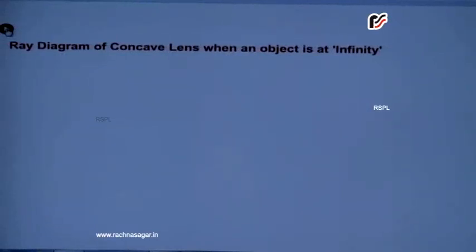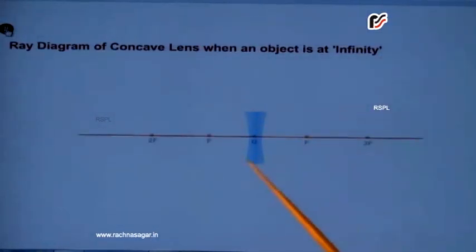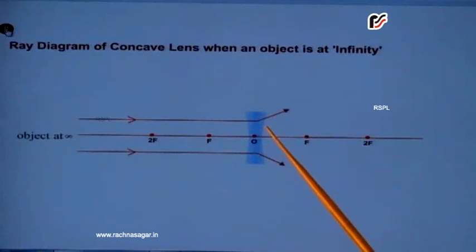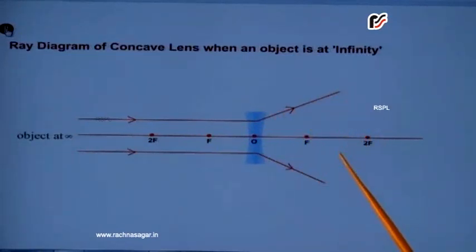Now we discuss the image formation by a concave lens. Ray diagram of a concave lens when an object is placed at infinity. There is a concave lens, principal axis, F, 2F and O. The rays coming from infinity diverge after refraction and appear to meet at the focus. That indicates the final image is formed at focus F. The nature of the image is virtual, erect and highly diminished, or we can say that the image formed is a point in size.